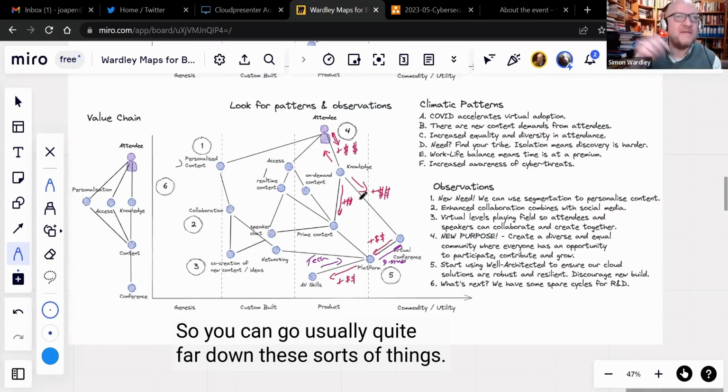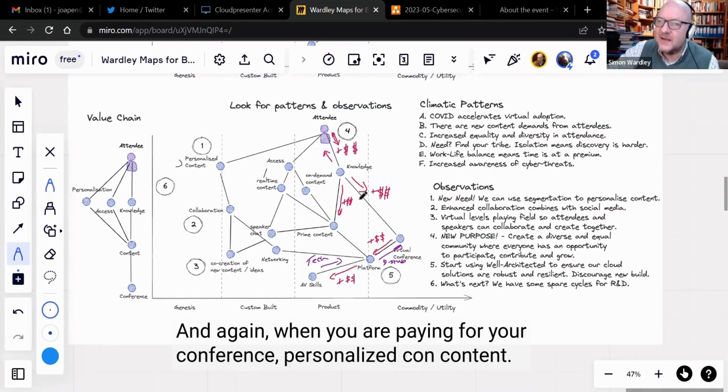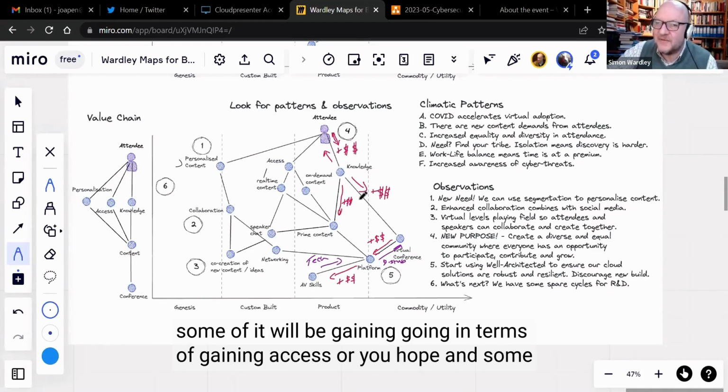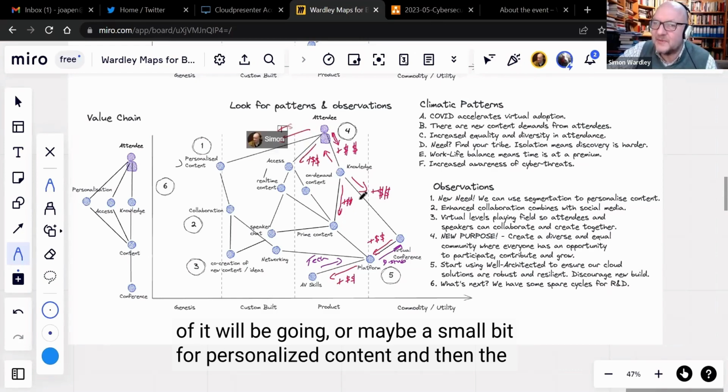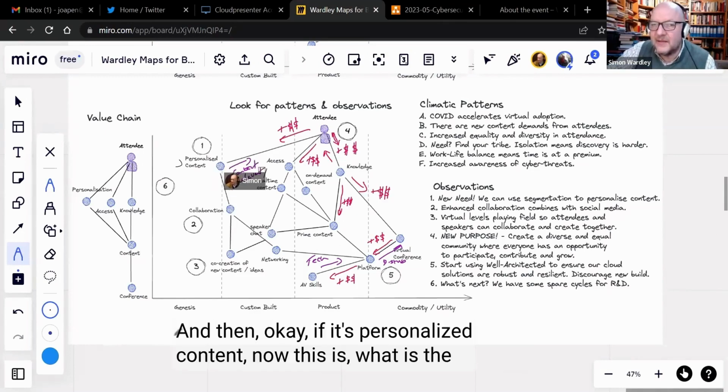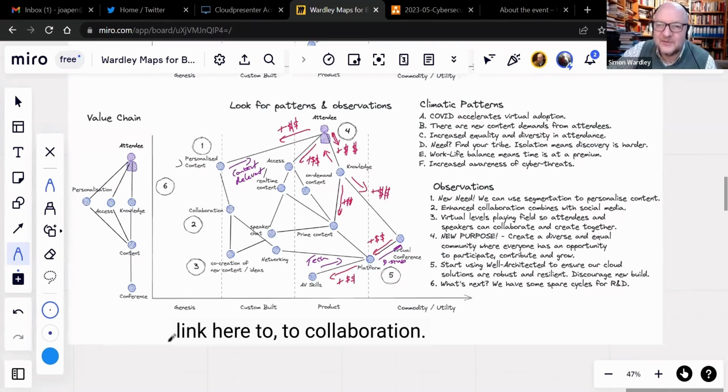So you can usually go quite far down these sorts of things. And again, when you're paying for your conference, personalized content, some of the money will be going in terms of gaining knowledge. Some of it will be going in terms of gaining access, or you hope, and some of it will be going maybe a small bit for personalized content. And then the return would be content relevant to you. And then, okay, if it's personalized content, what is the link here to collaboration?